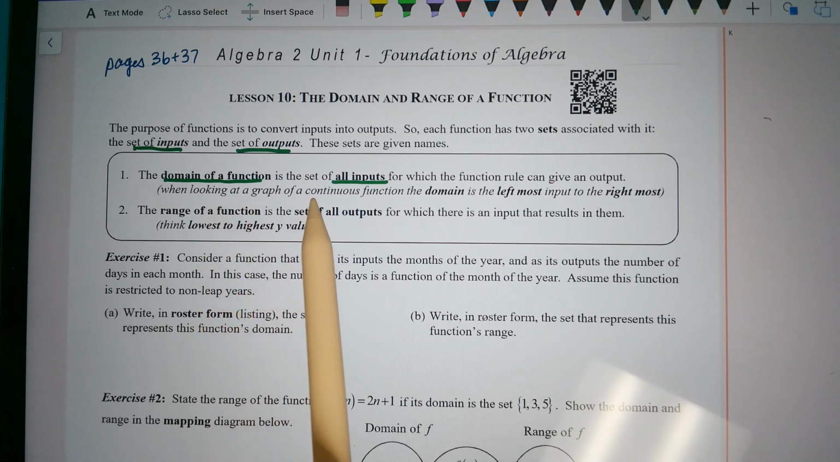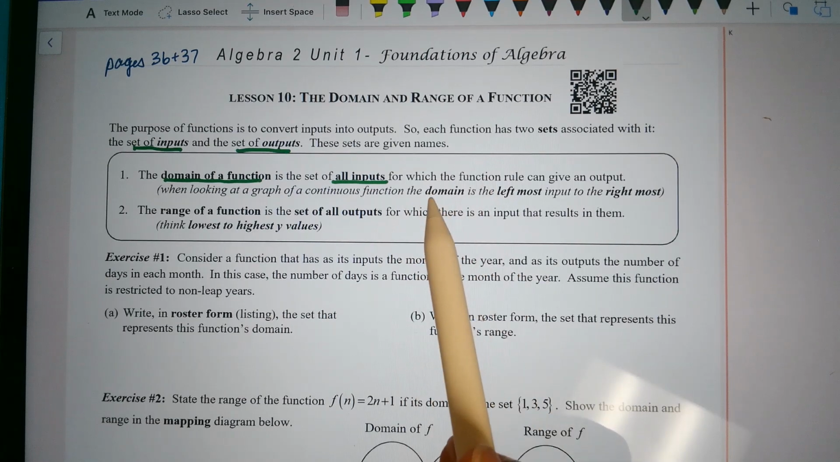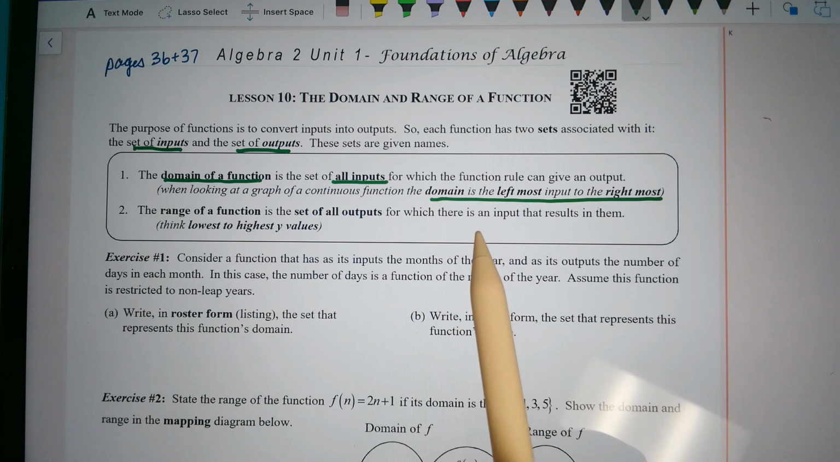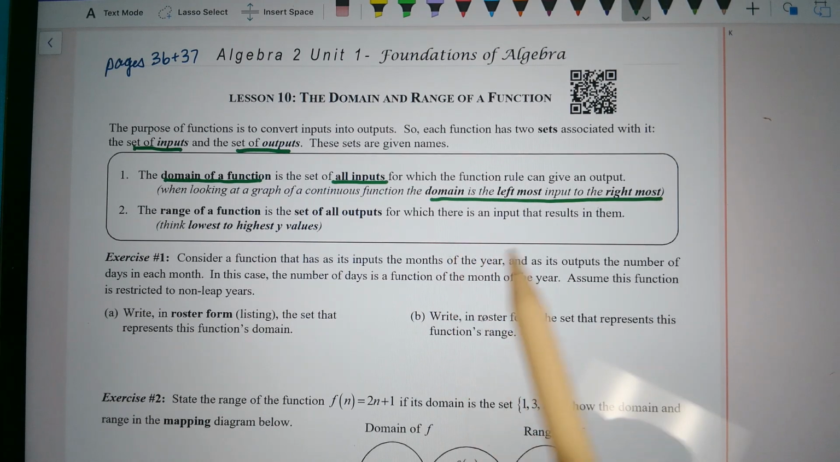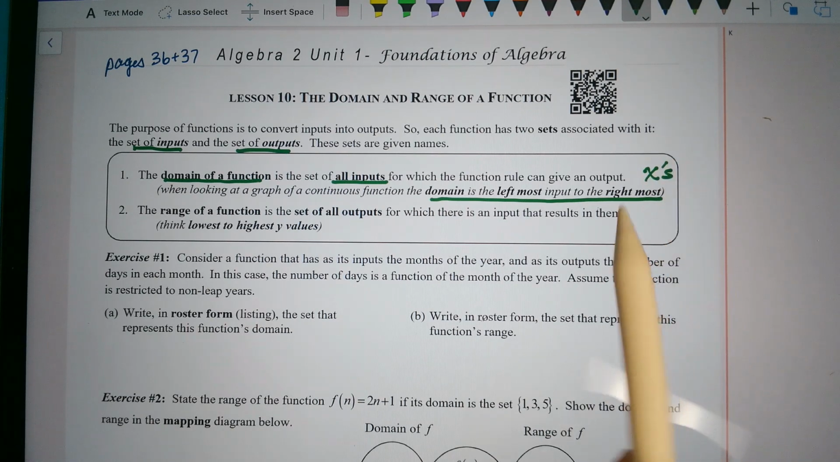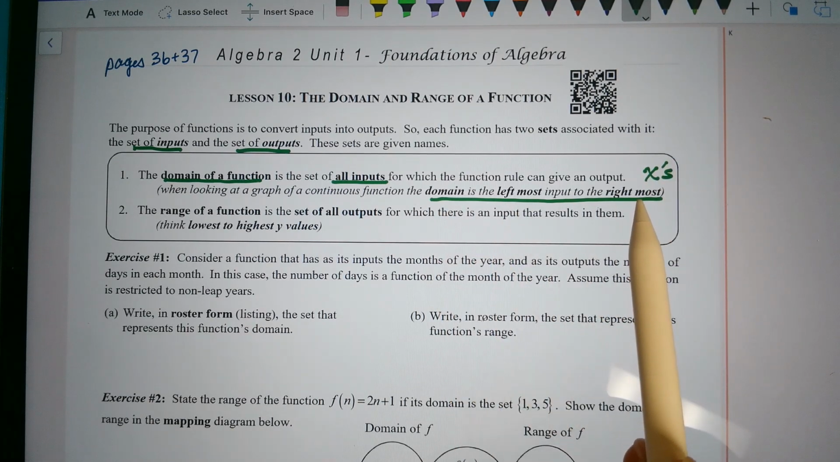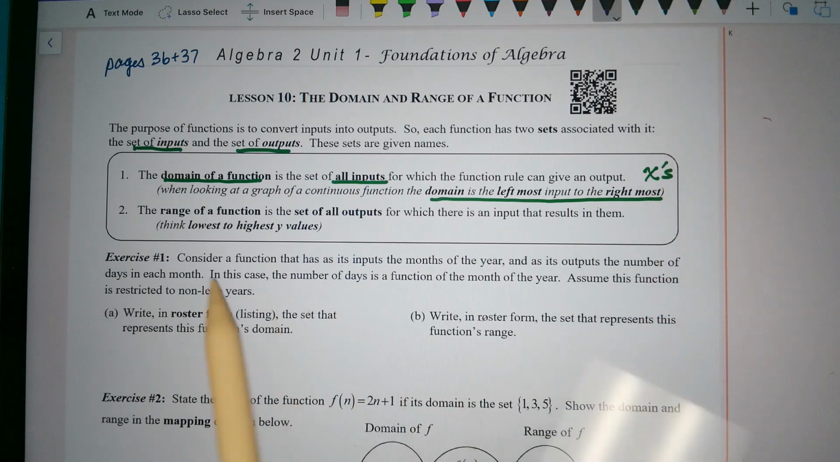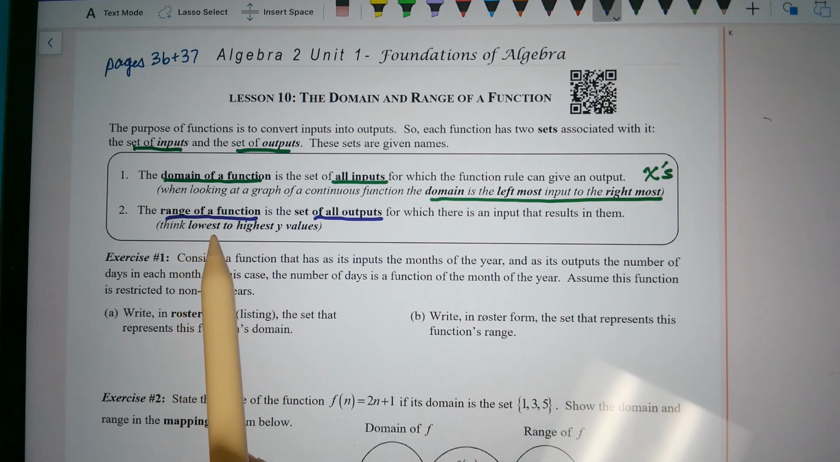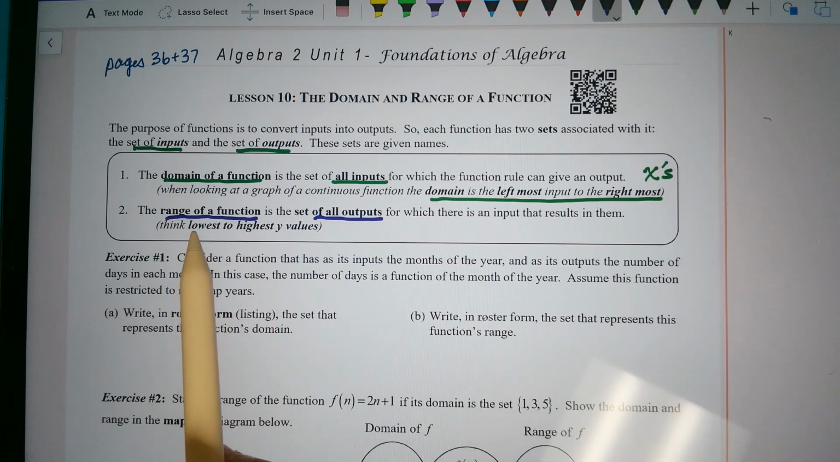When looking at a graph of a continuous function, the domain is the leftmost input to the rightmost. When we're looking at a coordinate graph, an xy, our domain is our x's: the leftmost x to the rightmost x. The range of a function is the set of all outputs for which there is an input that results in them. When we're thinking of range, we want to think lowest to highest y values.